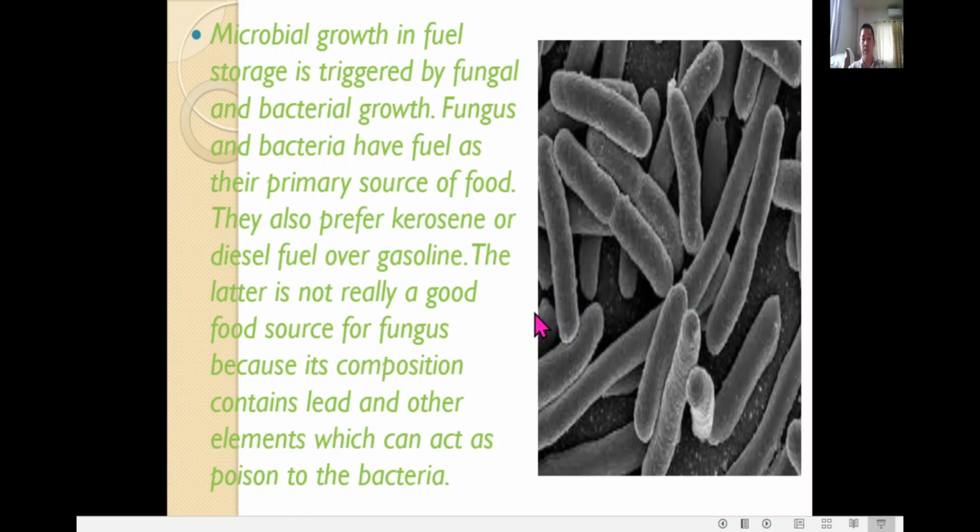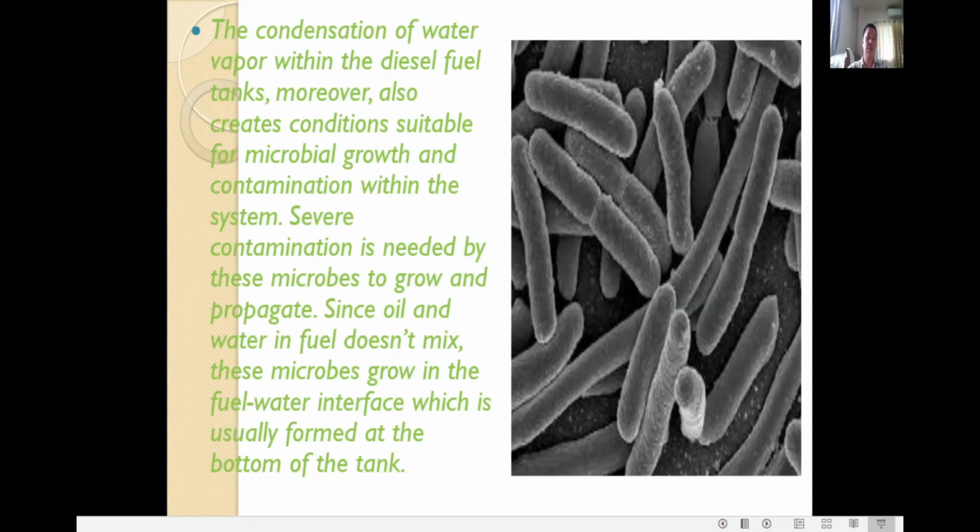So bacterial growth in the fuel oil and lube oil tank is very much not advisable. The condensation of water vapor within the diesel fuel tanks also creates conditions suitable for microbial growth and contamination within the system. Water is needed by these microbes to grow and propagate. Since oil and water don't mix, these microbes grow in the fuel-water interface, which is usually formed at the bottom of the tank. Since water is denser than oil, the oil is on top and the water is at the bottom. So the microbes can grow at the bottom of the tank because the water is there.